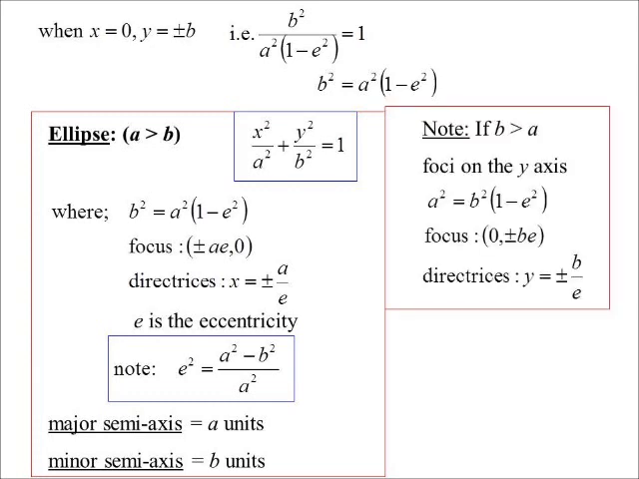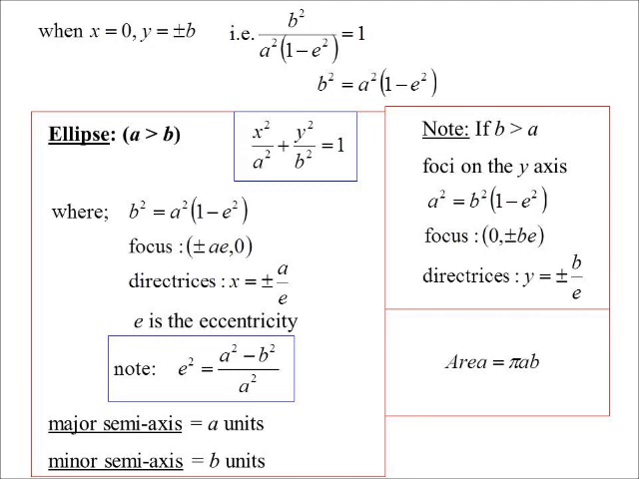Now what would happen if b is greater than a, so it's the other way around, but now your ellipse is going to be stretched along the y-axis instead, and so it means the foci will be on the y-axis. So instead of b squared equaling a squared (1 minus e squared), it'll be the other way around. a squared will be b squared (1 minus e squared). The foci, instead of being a times e, will be b times e, and it'll be the y value instead of the x value. The directrices, instead of being a divided by e, it'll be b divided by e, and it's y equals. So you have a horizontal line instead of a vertical line.